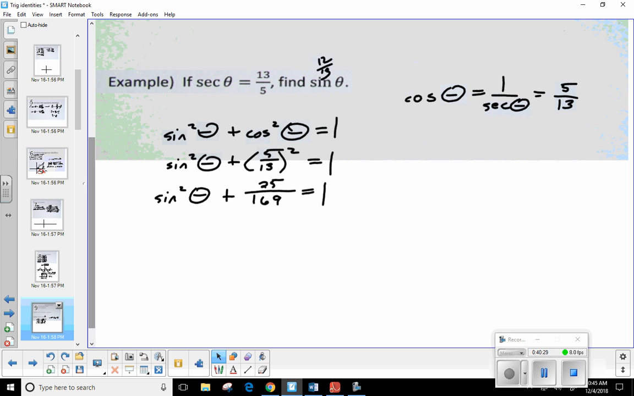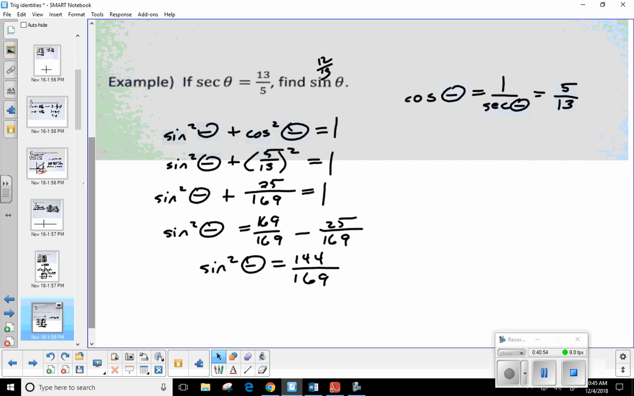And then, we're just solving an equation here. So sine squared of theta is equal to 1 minus 25/169. And what's your common denominator? It's got to be 169. So this would be 169 over 169 because that is 1, right? 169 minus 25. Okay, that would be 144 over the common denominator 169.